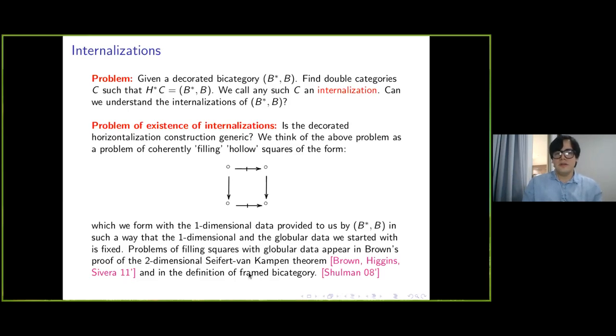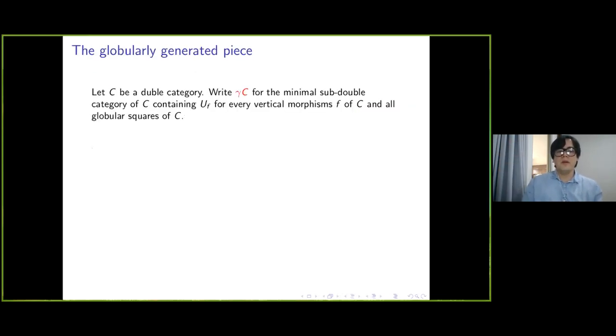And of course, in framed bicategories, which again I haven't defined, I'll just say that the definition of a framed bicategory is essentially this idea. You have some sort of frame, and you want to fill it in some sort of canonical way. Okay, so this is decorated bicategories and internalizations. We want to find solutions to this, and it turns out we can find minimal solutions.